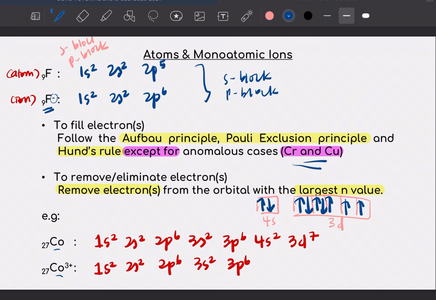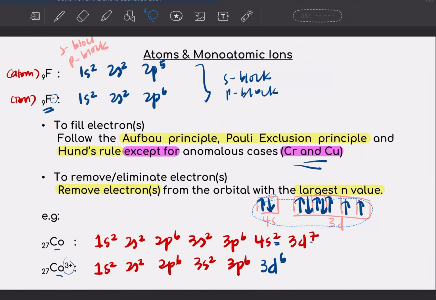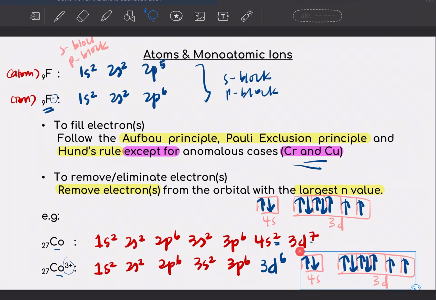So then our SPDF notation for cobalt 3+, 3+ maksudnya dah remove 3 elektron, it will be 3p6. So remove yang ni dengan satu dari sini, so it will be 3d6. Okay, so maksudnya awak punya ni kan, your kotak ni tadi, paste. Okay, awak remove elektron mana?